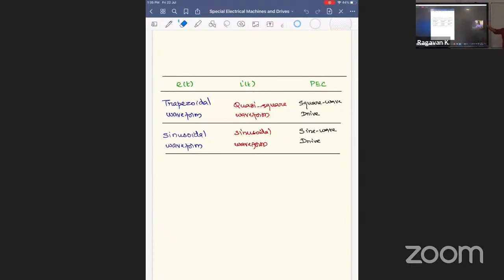So in the first case, two windings are energized at a time, with a constant current for 120 degrees, and for the next 120 degrees it is negative and constant. In the second case, we are going to inject sinusoidal current. All right.